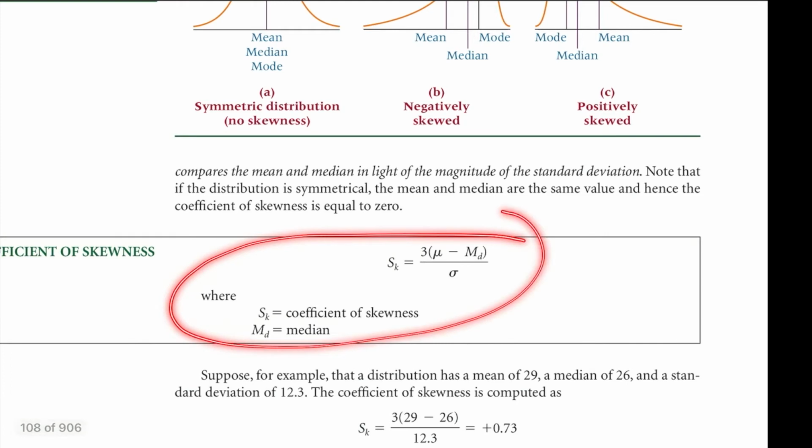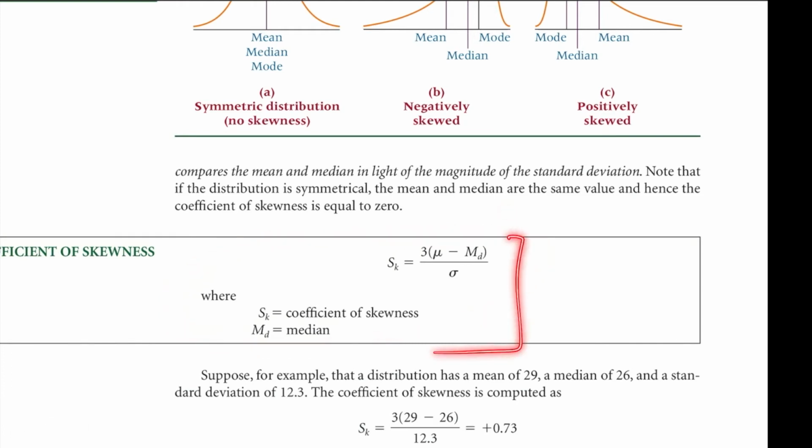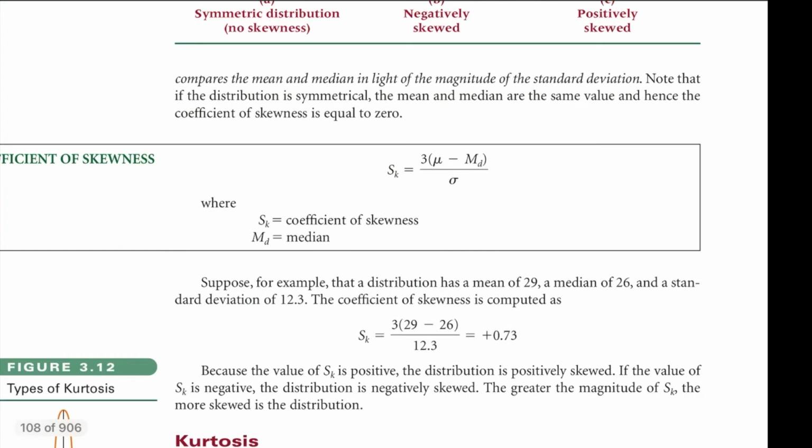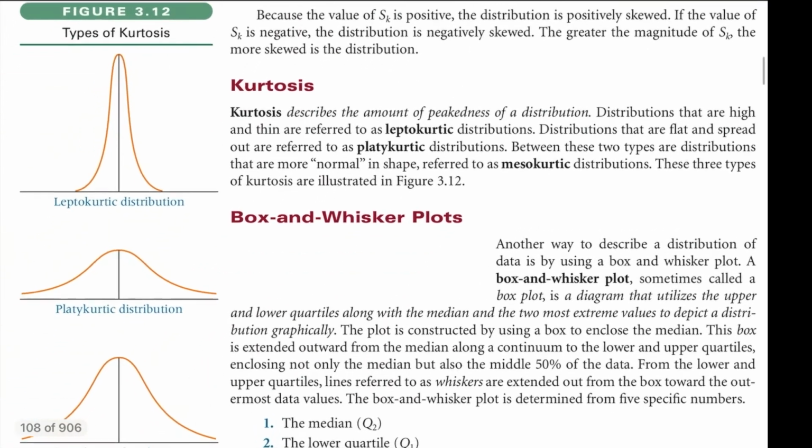There is one thing you can probably remember, the coefficient of skewness, which is 3 times (mu minus median) divided by sigma. Using that, you can find out how skewed the data is. If it is positive, you will say it's positively skewed. If it is negative, you will say it's negatively skewed. Okay.